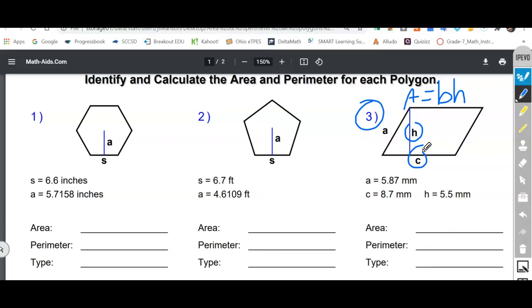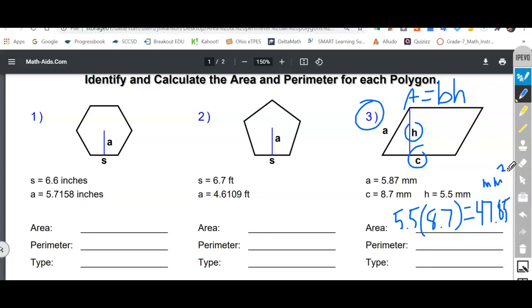So we will go 5.5 times 8.7. And what do I get? 47.85. And that is square millimeters. So parallelogram should be a little bit easier, right?